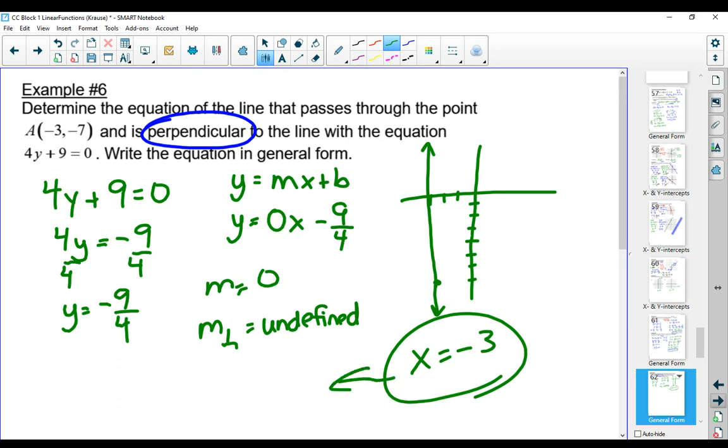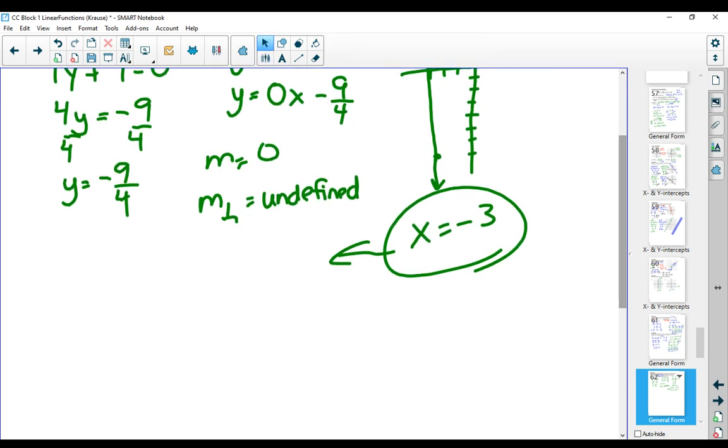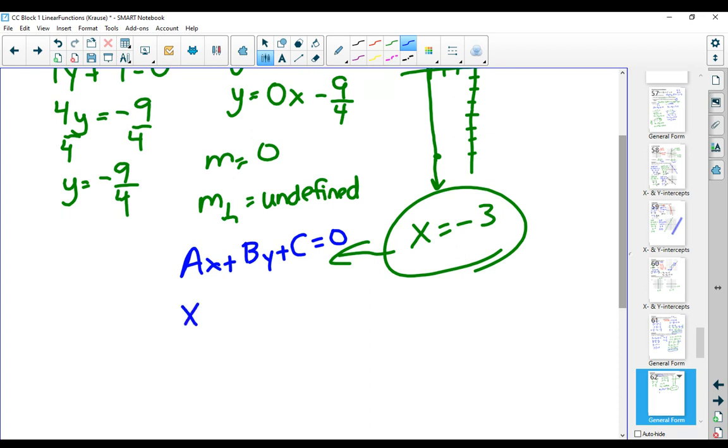Now, I just realized I haven't actually finished the question. It says to put that in general form. So general form would be to rearrange it so that it's in ax plus by plus c equals 0. That means my x has to be positive, which it is. I need x. There's no y, so I'd have x plus 3 equals 0. So there's the final equation, not just x equals negative 3.